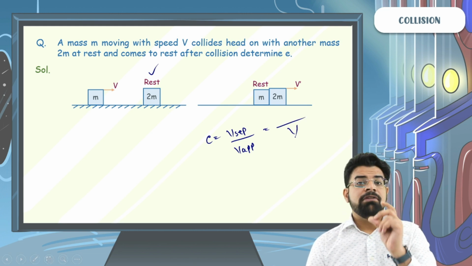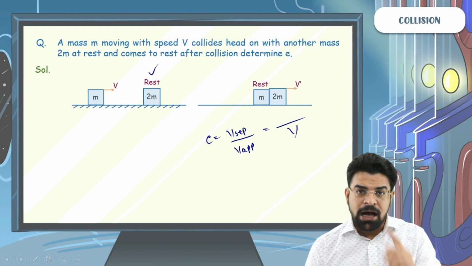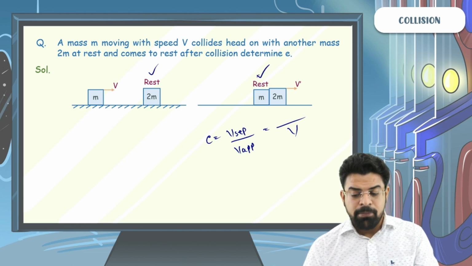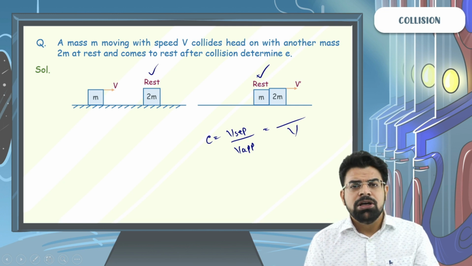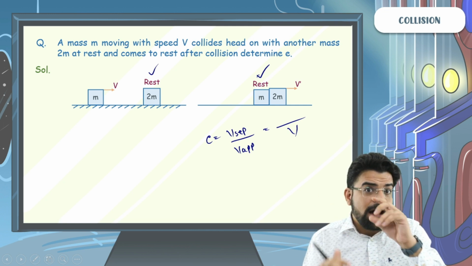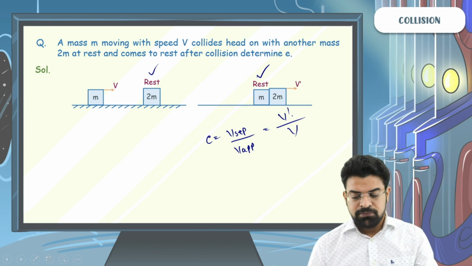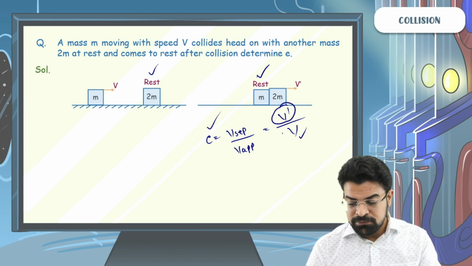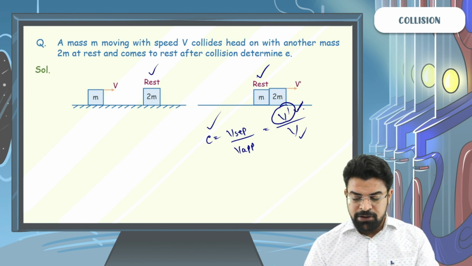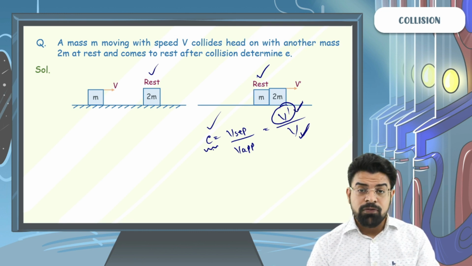Now how to write the velocity of separation? After collision, the mass m comes to rest and the mass 2m moves with the speed v dash, we have assumed. So the velocity of separation after the collision will be v dash. Now from momentum conservation we can find out v dash, and once we know v dash and v, we can get the value of E.